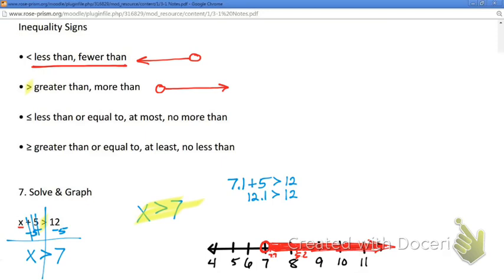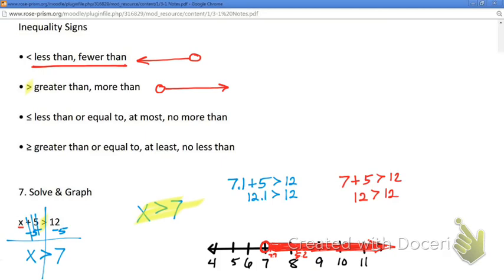Now, why do we put an open circle? Because are we going to use 7 itself? And the answer is no. 7 plus 5 is greater than 12. 7 plus 5 is 12. 12 is not greater than 12. 12 is not greater than itself. It is greater than or equal to, because it is equal to 12, but we're not doing that right now. We're doing just greater than. So the open circle implies that I'm not going to include 7, but I'm going to include everything bigger than 7. Even 7.1, even 7.000001. But the open circle means I'm not going to include 7.